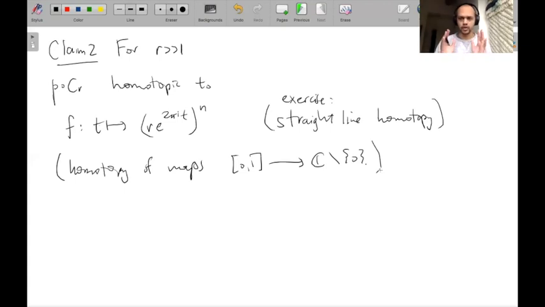So it's crucial throughout all of this that you miss the origin. If we're just talking about loops in C, they're all homotopy equivalent. But if we puncture the complex plane, then there are loops that are not homotopic. So if we really want to say this homotopy is through loops that miss the origin, that's why there's some work to do here.